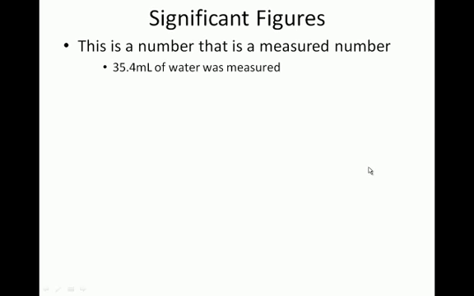So the first one that we're going to be looking at is significant figures. A significant figure is a number that is a measured number. So an example of this is something like 35.4 milliliters of water was measured. So volume can be a measured unit, mass can be a measured unit, and even if you were to count the amount of particles in a substance, that can also be a measured number, since the numbers are usually so high that they're kind of estimates.